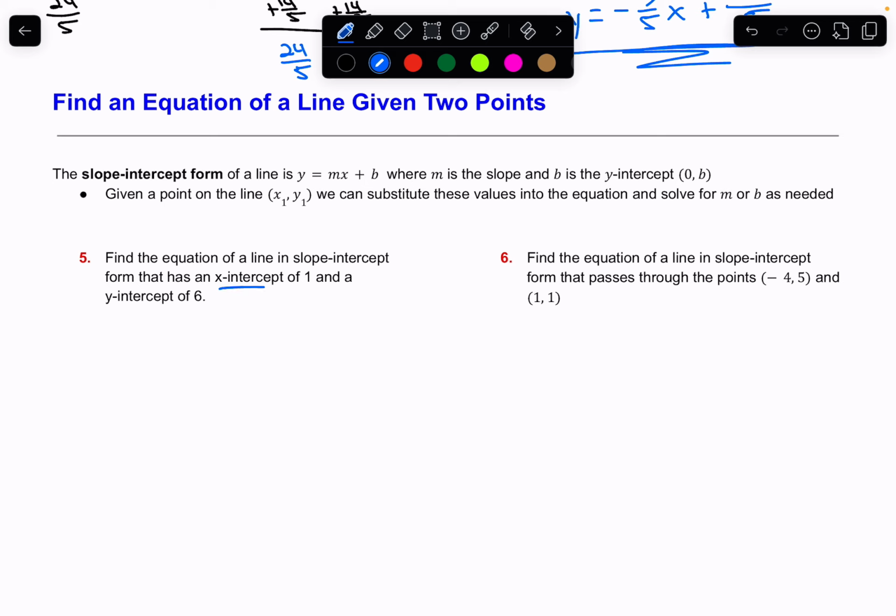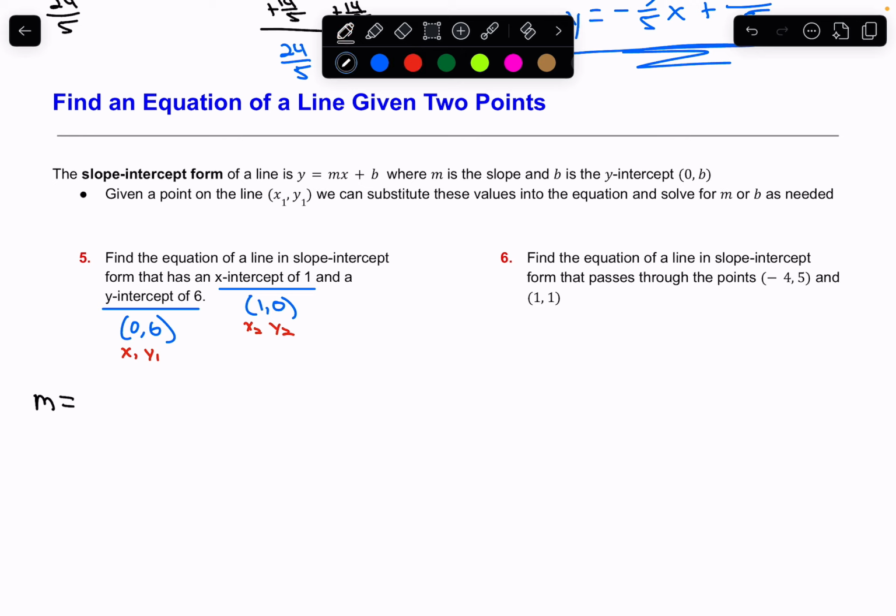So an x-intercept of 1, that is the coordinate (1, 0), and a y-intercept of 6 is the coordinate (0, 6). Okay, because y-intercept means x is 0, x-intercept means y is 0. Using these 2 points, I can go ahead and calculate the slope. So m is going to be equal to, it doesn't matter which point is which, but I need to label them as x1, y1 and x2, y2. That way I can use the slope formula.